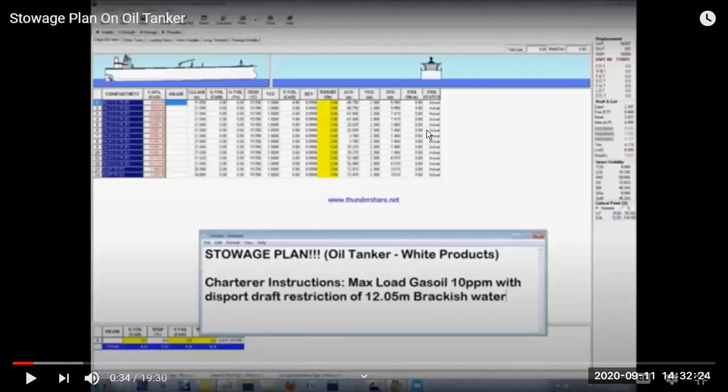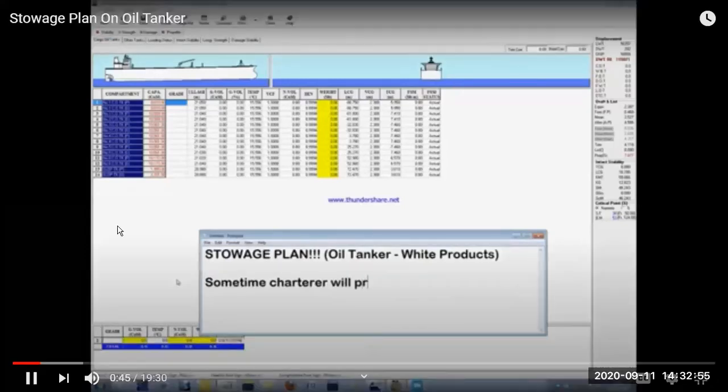So now we are going to see how to make the storage plan on an oil tanker on the Loadicator. We are going to make a budget plan for white products or clean products, that is gas oil of 10 ppm. And as per charter instruction, the discharge draft restriction is 12.05 at brackish waters between seawater and fresh water. So let's continue.